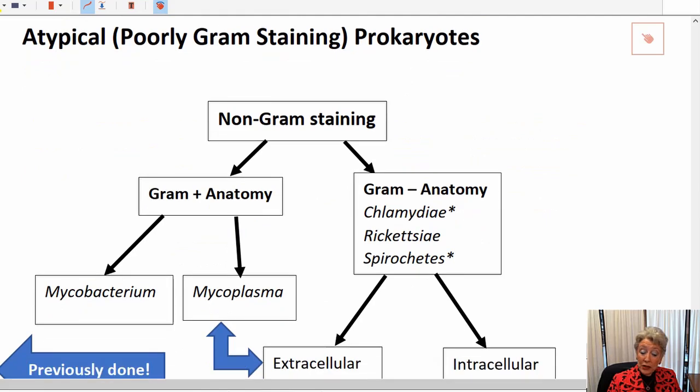So that's a good place to stop for now. Our only remaining bacteria are the unusual ones, which we will come back to and treat in our next session.